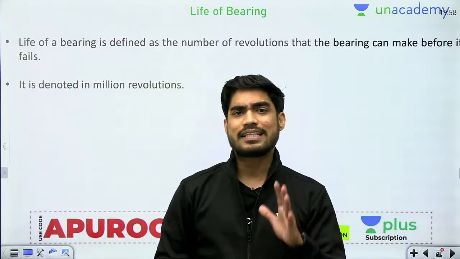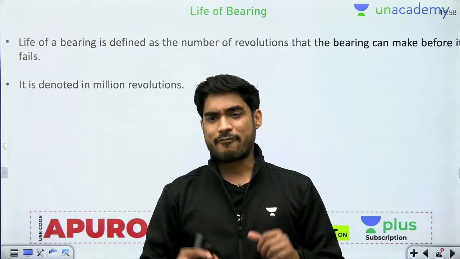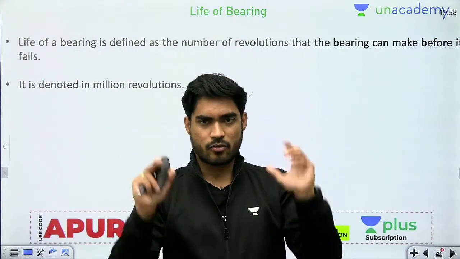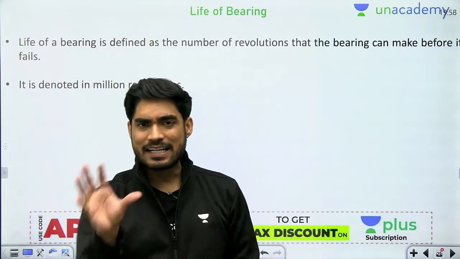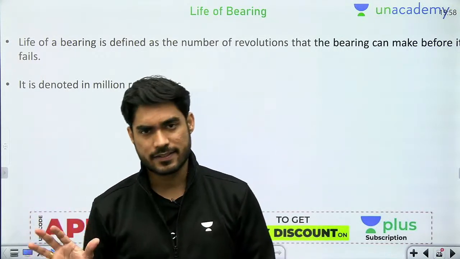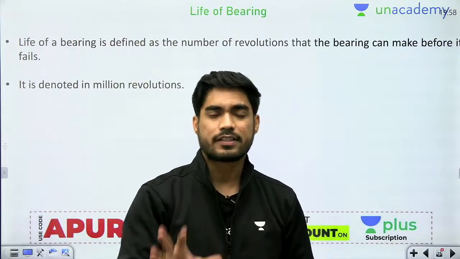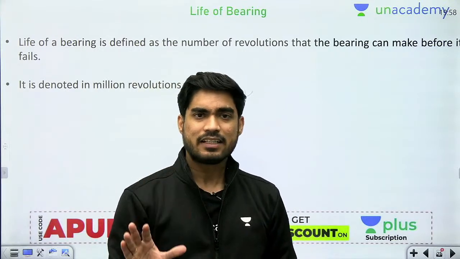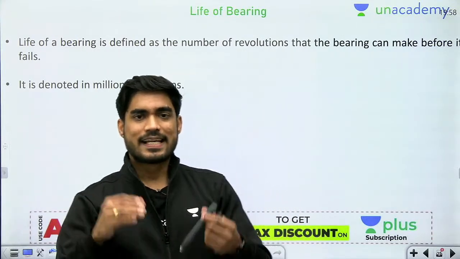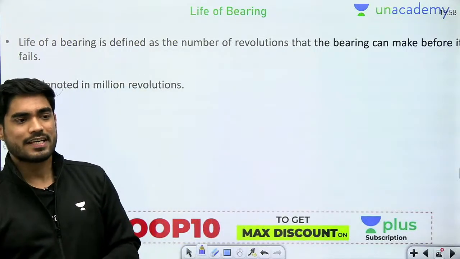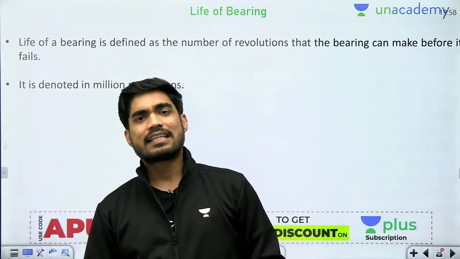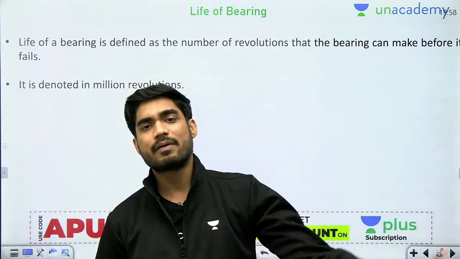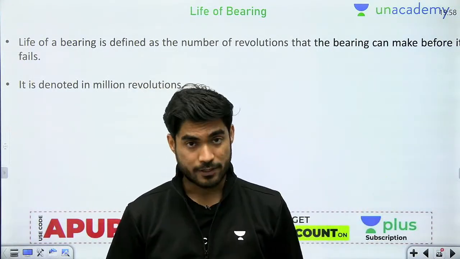In order to calculate the life of a bearing, let's say we have manufactured 100 bearings and we need to find the life of these 100 bearings. So what we will do is randomly choose 2 or 3 bearings, and then we will perform the test. Let's say we have found the life of these bearings as 10 million revolutions. So we will say that the life of these entire 100 bearings is 10 million revolutions.